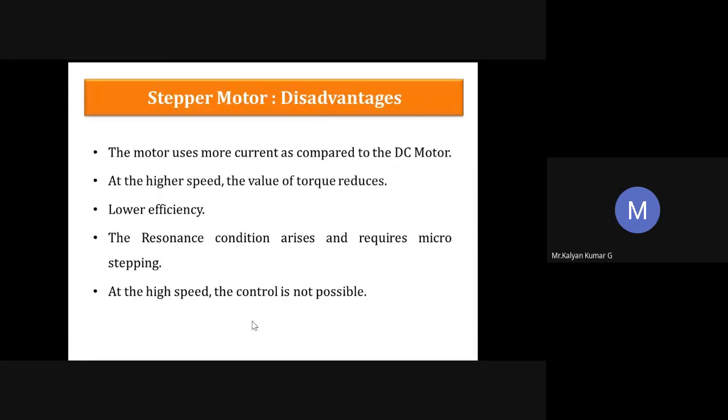Followed by that, they have a few drawbacks. Normally, a stepper motor uses more current when compared to a standard DC motor, so current consumption is quite high. At high speed, you cannot control it. That is a major drawback here: speed control is not possible. Also, at high speed, your torque value reduces, so obviously you will have lesser efficiency. These are a few drawbacks of your stepper motor.